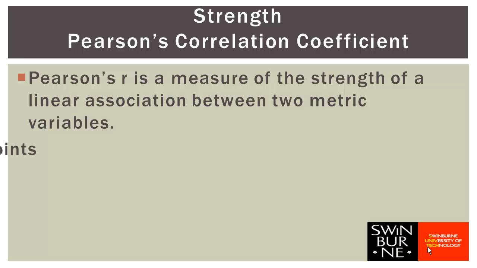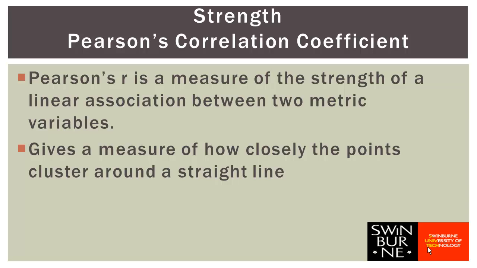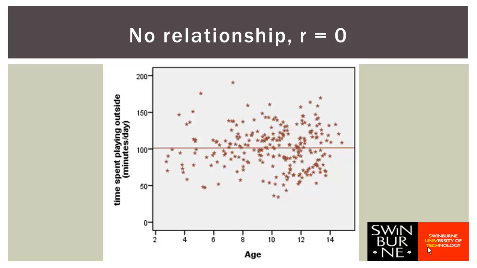Now, Pearson's R gives a measure of how closely the points in the scatterplot cluster around a straight line, and it takes values between +1 and -1. If there's no particular relationship, if there's just a general scatter of points in a scatterplot, then Pearson's R will be 0.